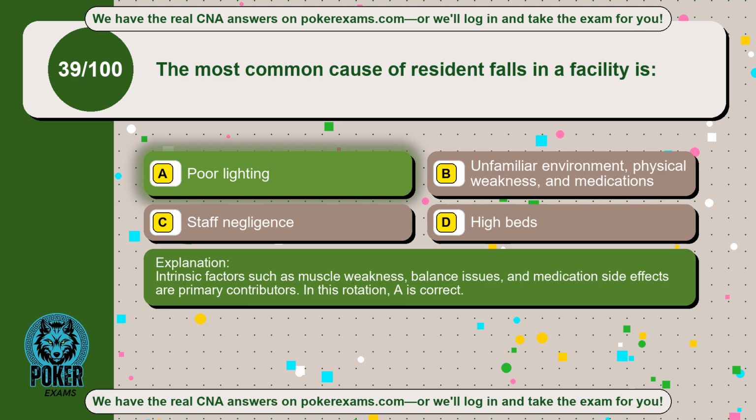Intrinsic factors such as muscle weakness, balance issues, and medication side effects are primary contributors. In this rotation, A is correct.